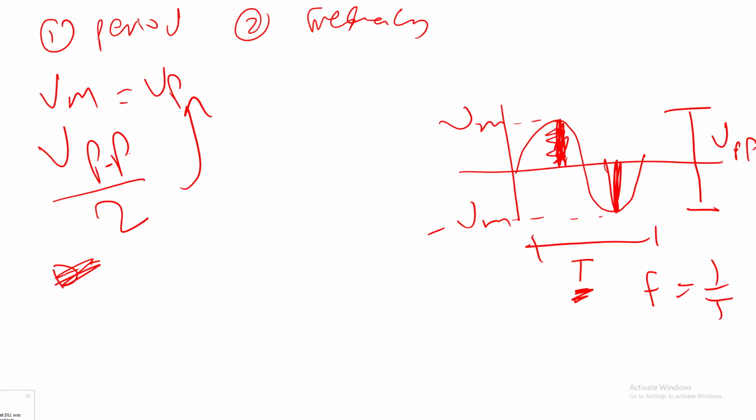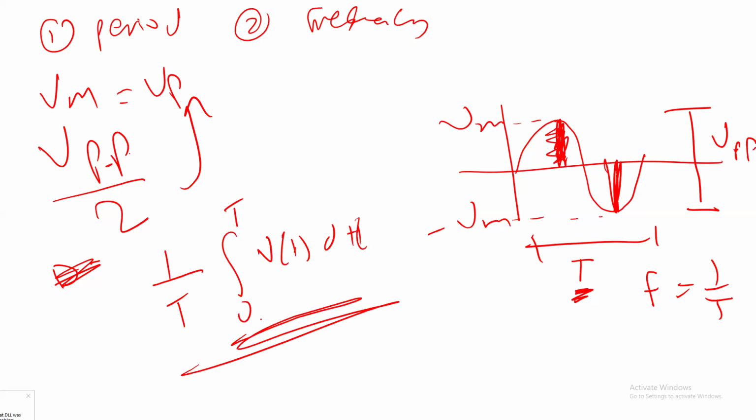To calculate the average value, it is 1 over T, integration from 0 to T, of v of t dt. This gives you the average value. And again, the average here is 0, because you can see this part equals this part. The area here equals this area. So this is 0.